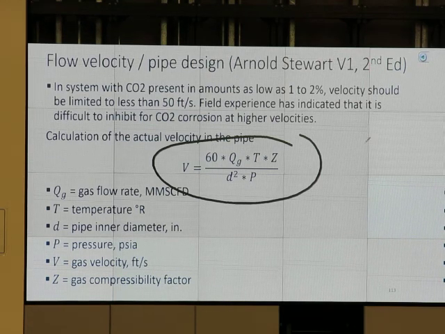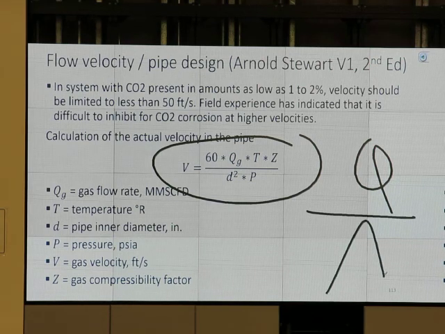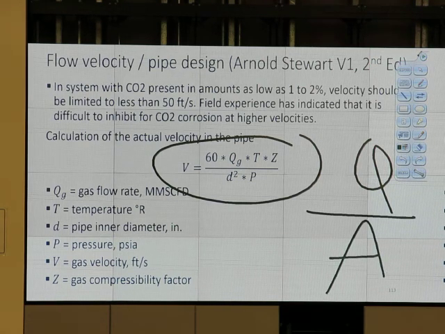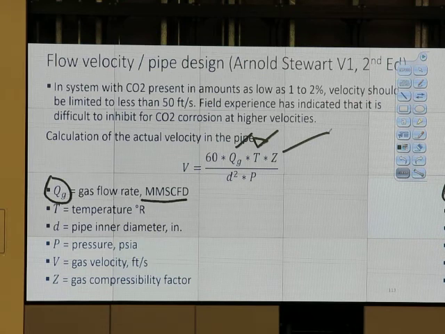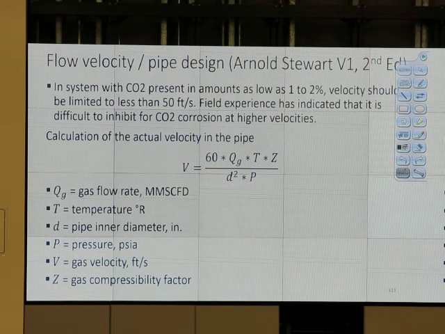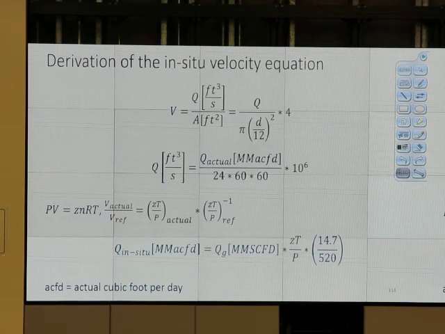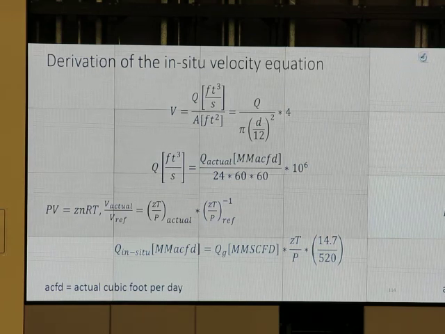This formula basically is a volumetric flow rate divided by cross-section area. Just that, but it does some kind of conversion. Okay? Q is MMSCFD. T is the temperature, the in situ temperature. Z is the compressibility factor at the in situ condition. D is the pipe diameter, inner pipe diameter in inches. P is pressure. And here's the derivation of it. So it basically comes from Q over A and some unit conversion.